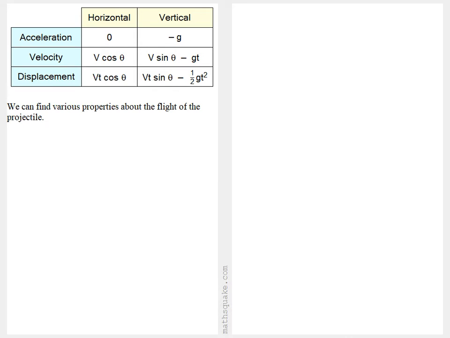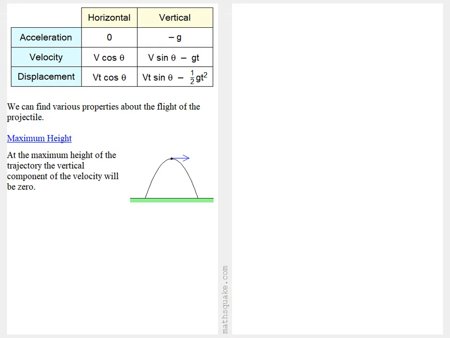Now there are various properties we can find out about the flight of the projectile. And the first one is the maximum height. Now we can see, at the maximum height of the trajectory, the vertical component of the velocity will be 0, and we can use this to find t. Using v equals u plus at and resolving vertically, we get naught equals v sin theta minus gt. This means gt is equal to v sin theta, or t is equal to v sin theta over g.